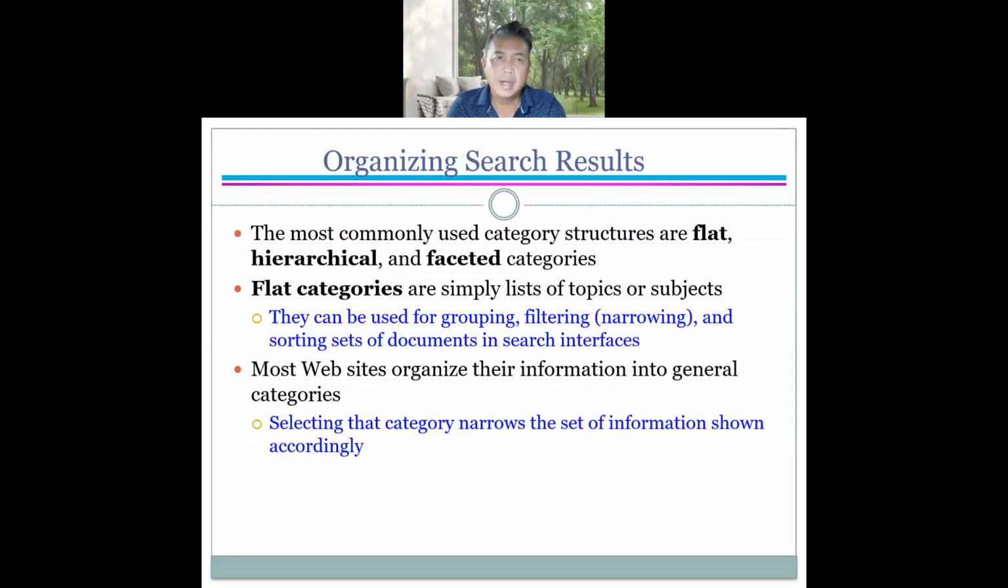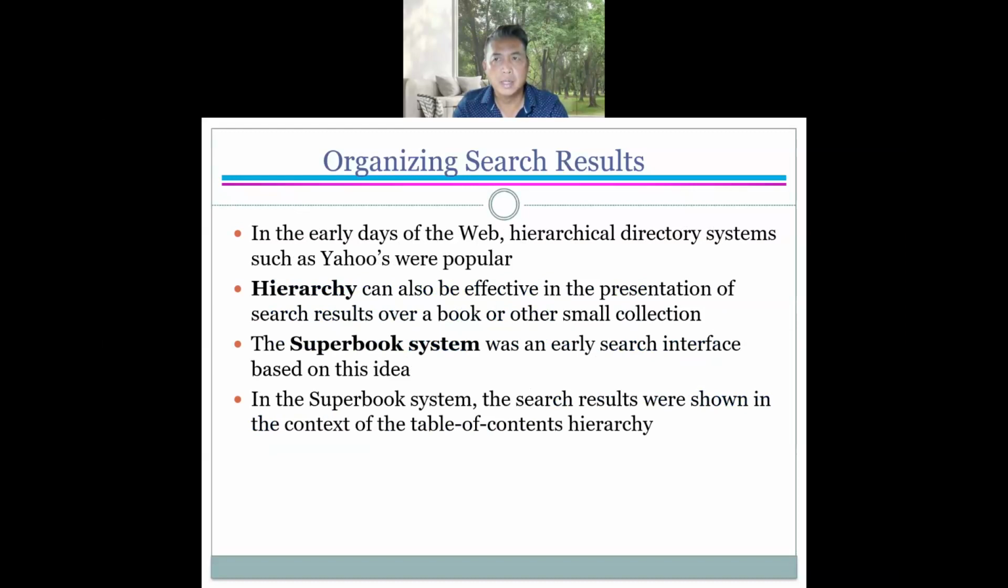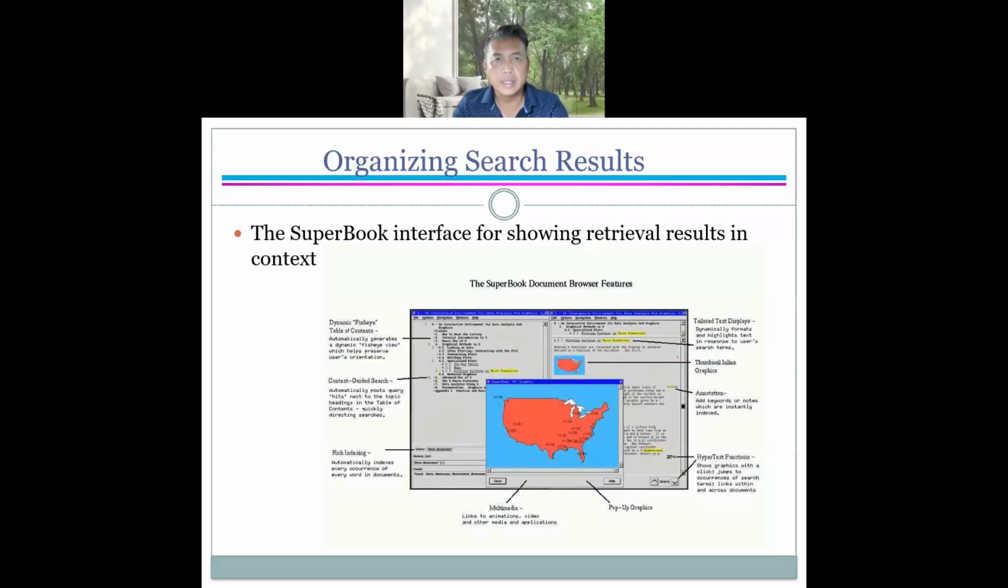Okay, so the most commonly used category structures are flat, hierarchical, and faceted. So this is something like this. Let me show you. This one has the Superbook interface for showing the retrieval result. They will show you the table of contents, the section numbers, and some of the images that they have.